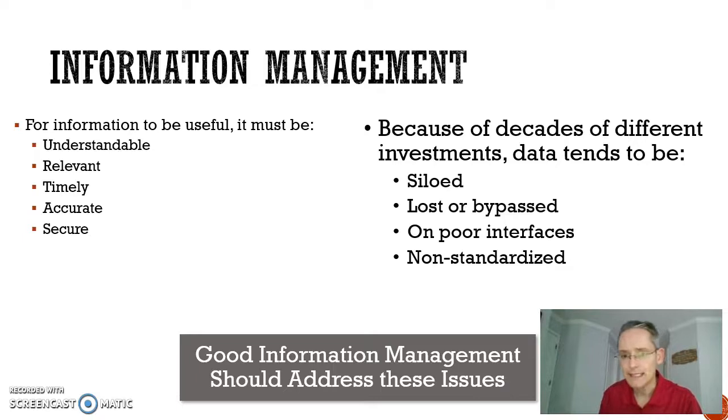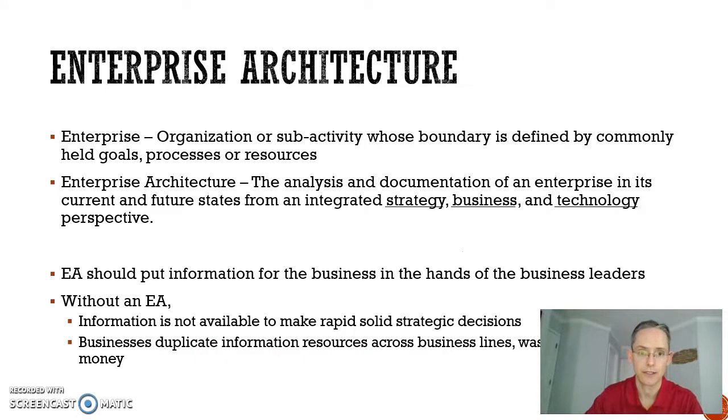And because of decades of different investments in IT systems, the reality is, despite what some books will tell you in terms of what the system should be, you're dealing with a set of systems that are already in place. They're probably siloed. Information's been lost or bypassed. You've got bad interfaces between them. It's not necessarily standardized. Those are the things that we need to deal with. Those are realities, right? A good information management system is going to have to address all of these issues.